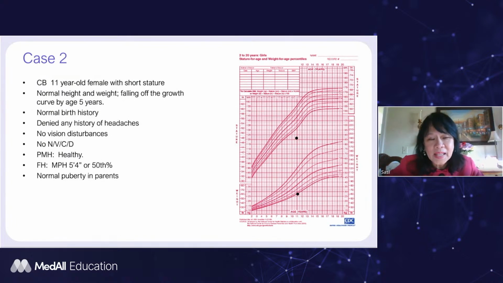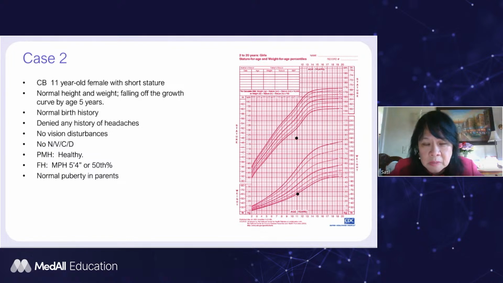Now we will look at case 2, an 11-year-old girl with short stature. And you can see on the growth chart, her height is significantly below the 5th percentile. And per history, she started falling off the growth curve around 5 years of age.